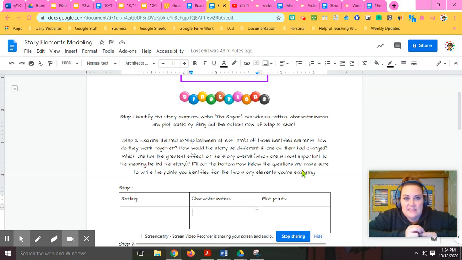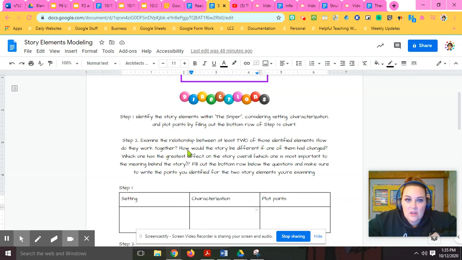First, I need to identify the story elements within the sniper. That's going to be the text that you're using. Considering setting, characterization, and plot points by filling out the bottom row of step 1's chart. And then I'm going to examine the relationship between at least 2 of these identified elements.